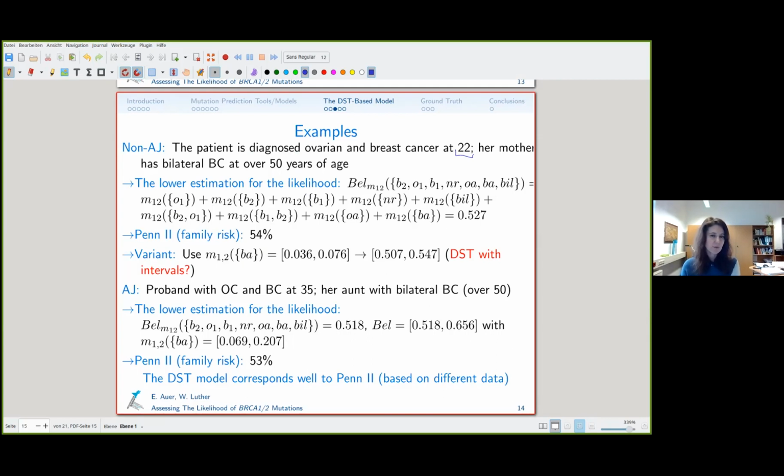So the low estimation of the mutation likelihood can be computed then as a belief function over the following set of arguments. Well, first we need the breast cancer and this additive factor because of less than 50 years of age, of course, here 22. Then we have ovarian cancer at any age with a corresponding additive factor for less than 40. Then we have breast cancer at the age of over 50 years for the mother, near relative and bilateral factor. If you just compute the belief function, we will get this probability of approximately 53%. And if we just use the PAM2 model, which is based on quite different data and uses a quite different model, we have a really similar probability of 54%.